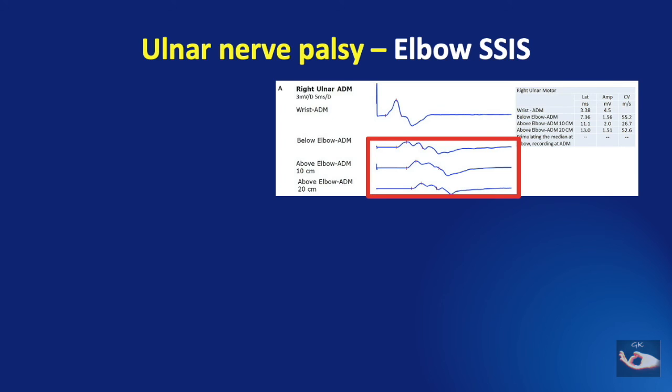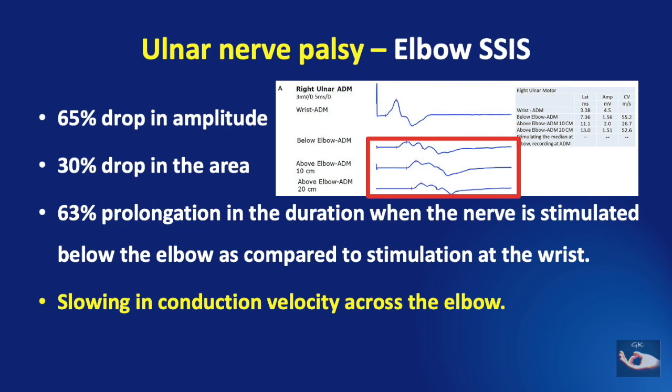We note here that there is an abnormal configuration in all these 3 recordings, and there is a 65% drop in amplitude, 30% drop in the area and 63% prolongation in the duration when the nerve is stimulated below the elbow as compared to stimulation at the wrist. This obviously means that there is some lesion below the elbow that is preventing the signal from reaching the abductor digiti minimi muscle, and we need to find that exact point from where the conduction velocity has started slowing.